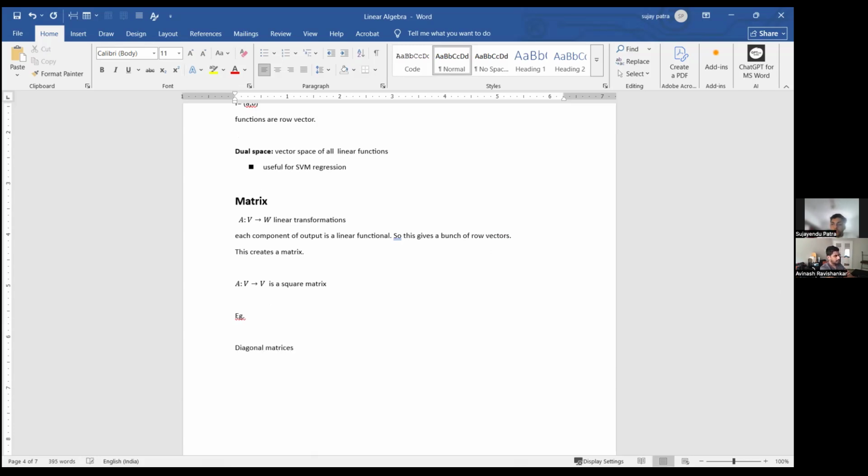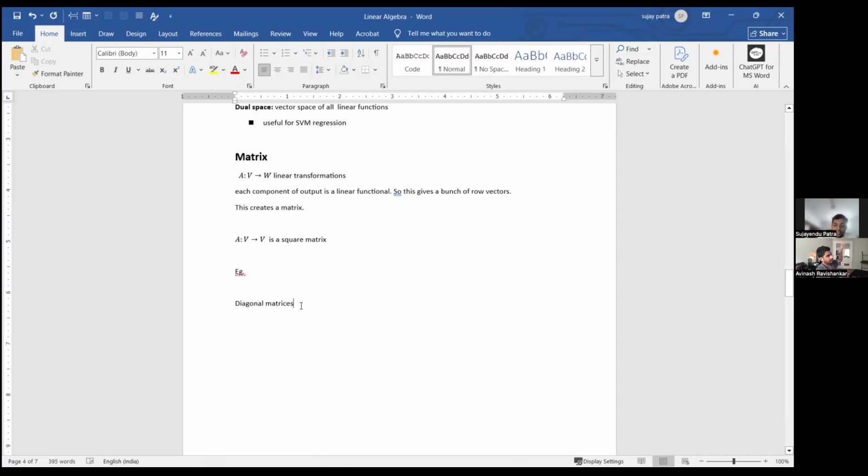Okay, you know what those are? Diagonal matrices are when basically anything off the main diagonal is zero. Everything above and below is zero, only the diagonal is nonzero. That's a useful matrix, you're saying?